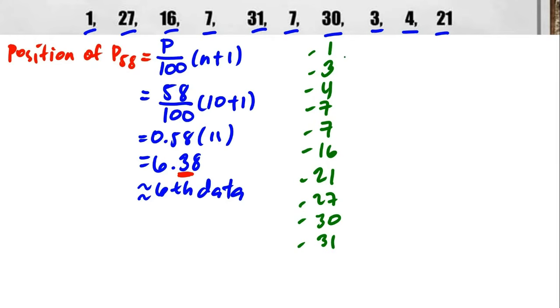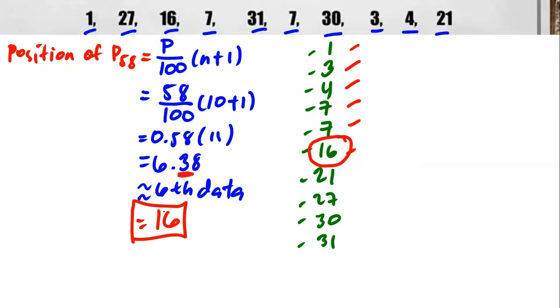Okay, so nasan dyan yung pang 6 na data? So 1, 2, 3, 4, 5, 6. So ang pang 58 natin ay yung 16 na data. Okay, so yun yung tamang sagot. Pag-position natin yung 58 na data. Next.